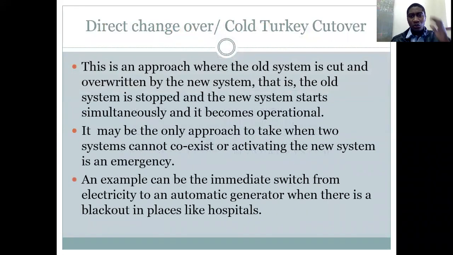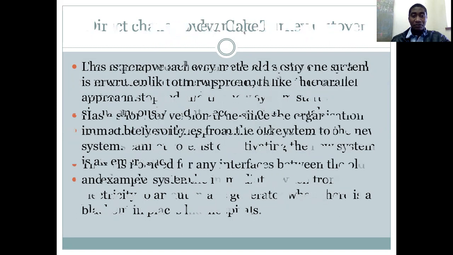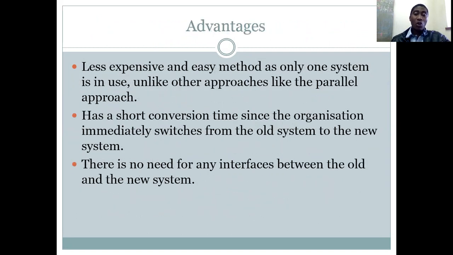The first approach is what we call the cold turkey or the direct changeover, whereby you totally disregard the old system and you overwrite it with the new system. Which means if you have trade receivables in the old system of 20,000, you totally disregard all that. And in the new system, your trade receivables will start at zero. So everything that was in the old system is going to be overtaken by everything that is within the new system.